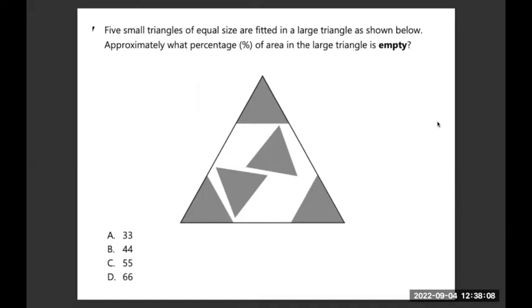So here you're given this diagram where there are 5 gray colored triangles placed in a larger triangle. What you have to find is the percentage area of the empty part which is there. Percentage area of the empty part, the white part which you can see enclosed inside the triangle. How do we do this?